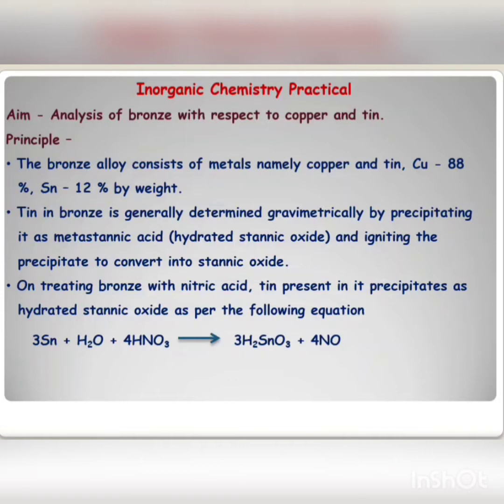From the weight of SnO2, we can find out the percentage of tin present in the bronze sample. In this way we can find out the tin. Here I have given the reaction: 3Sn + H2O + 4HNO3 gives 3H2SnO3 + 4NO. Here HNO3 also acts as an oxidizing agent. That is why we are dissolving the bronze alloy sample in HNO3 only.